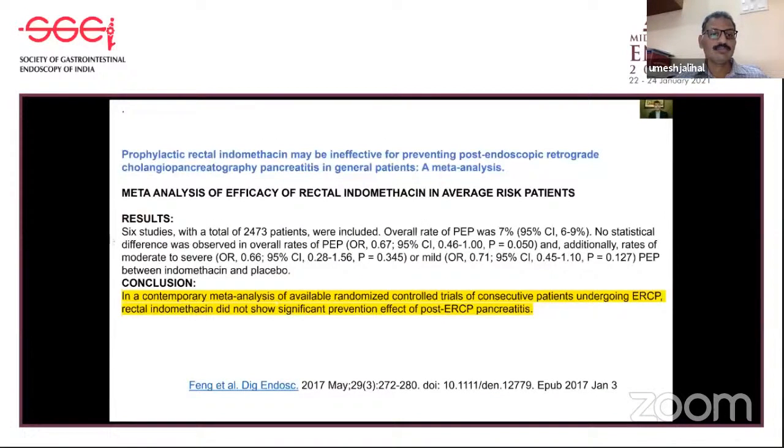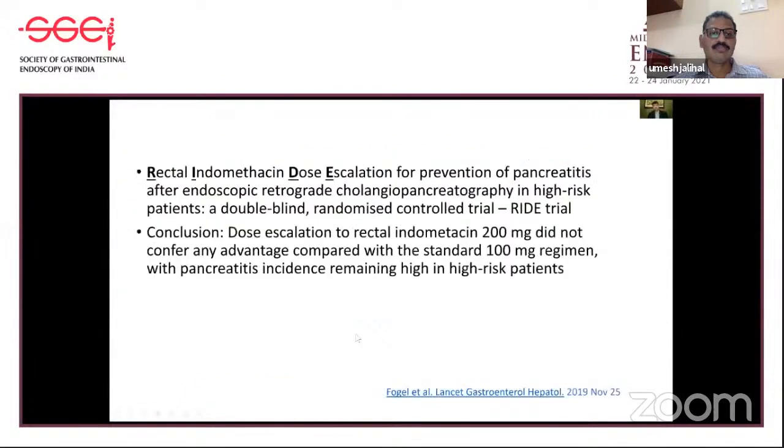So this is another meta-analysis that was published recently that looked at prophylactic rectal indomethacin in post-ERCP pancreatitis in general patients. It seems to be ineffective, but seems to be useful in high-risk patients. So recently, we published a study as part of this group with Indiana. We know that there is a benefit in giving 100 milligrams of rectal indomethacin, and we are all, as human beings, always saying, well, if something works, twice as much should be even better, right?